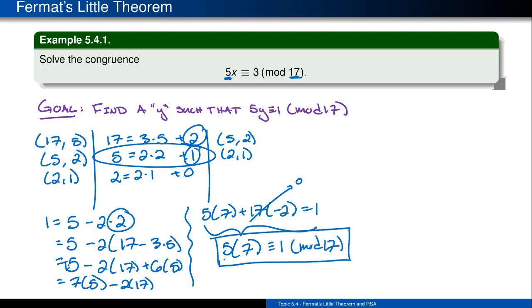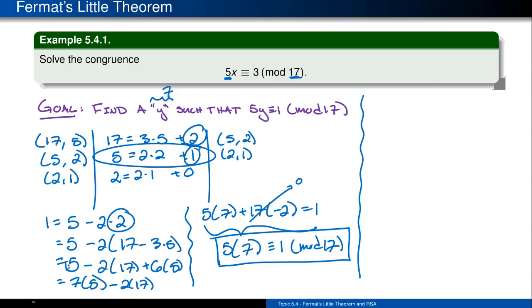I wanted to see 5 multiplied by some number. In this case, that number is going to be a 7, and I want that to kick out a 1 in this mod 17 world. So the little y in quotes that I'm looking for is simply 7.